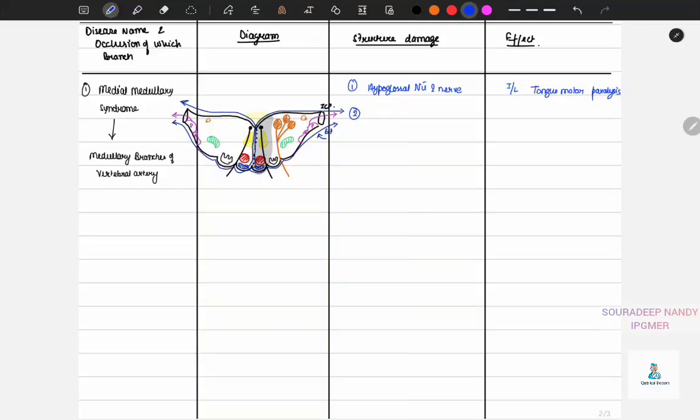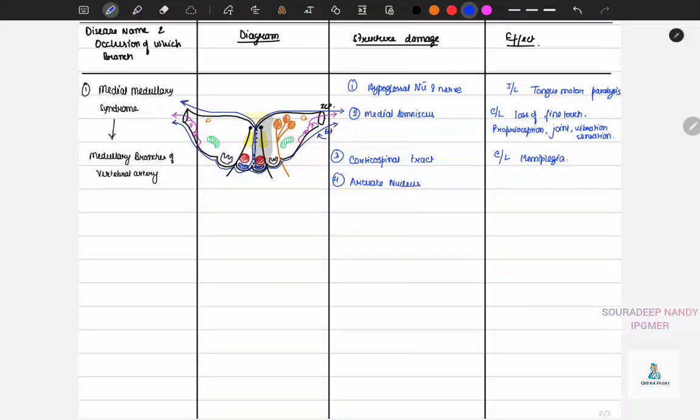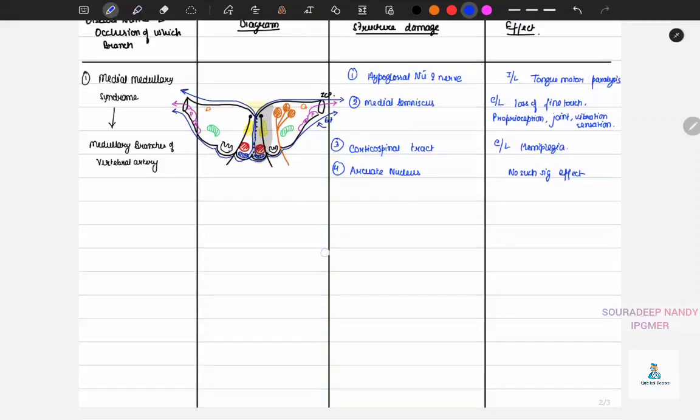Number two, here is the medial lemniscus. The medial lemniscus is lost. It has already crossed, so there will be contralateral loss of fine touch, proprioception, joint and vibration sensation. Now number three, the corticospinal tract will be lost, so there will be contralateral hemiplegia. And lastly, number four, the arcuate nucleus is lost, so it will cause no such significant effect. So this was the medial medullary syndrome.